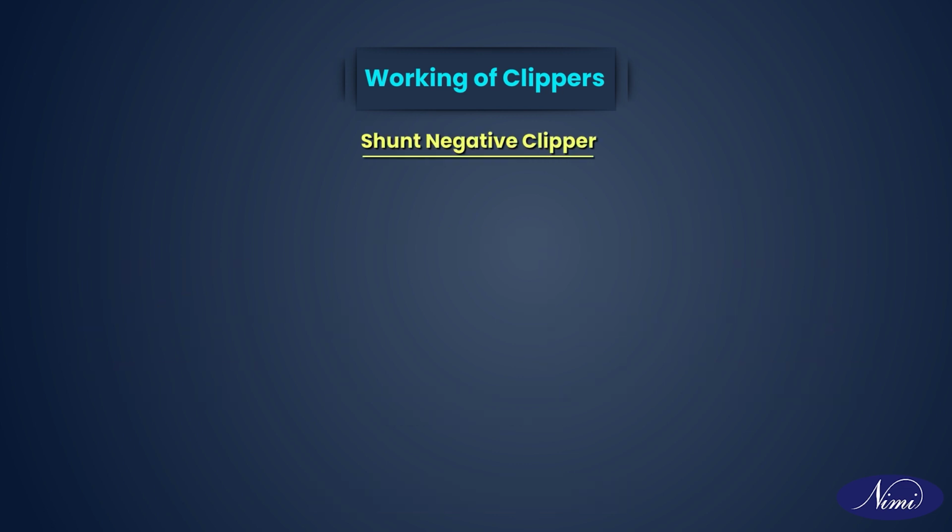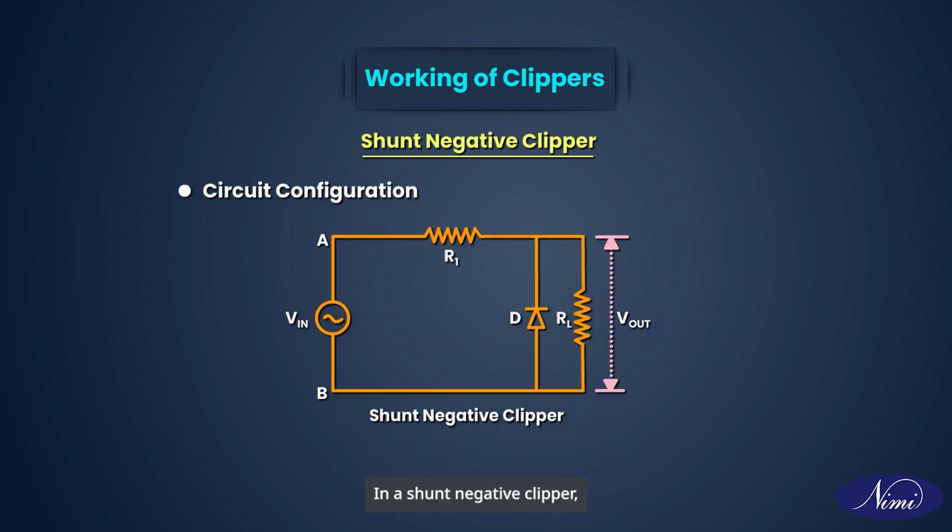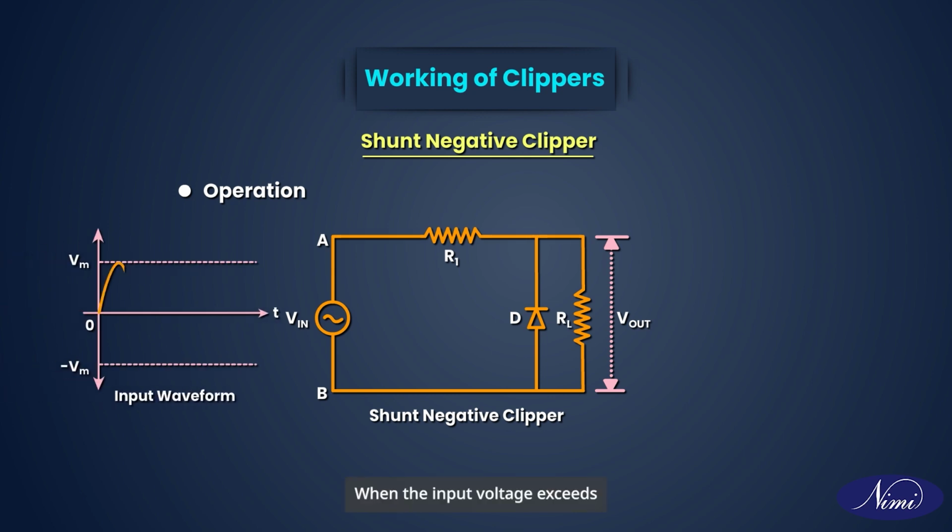Shunt negative clipper. Circuit configuration. In a shunt negative clipper, a diode is connected in parallel with the load resistor and in the same polarity as the signal source. Operation. When the input voltage exceeds the reverse bias breakdown voltage, the diode conducts in reverse bias, shunting the excess portion of the signal to ground.